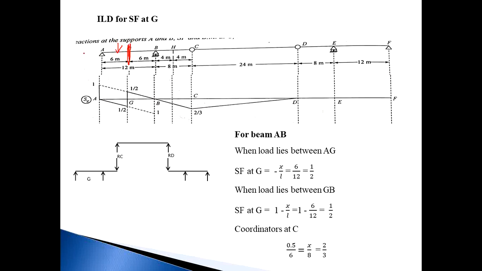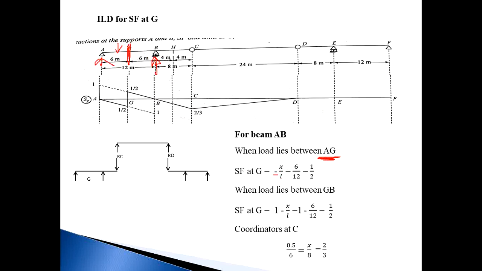Means on the left side of the section, there are two forces. First one is RA and second one is the unit load. And on the right side, there is only one force, that is RB. So when you calculate shear force at G, when the load lies between A to G, consider the right side. The right side is RB and that RB value is X by L, and a right side upward force is considered minus. So your SF at G is equal to minus X by L when the load lies between A to G. This is the most important concept.